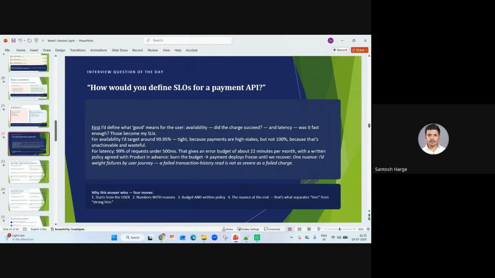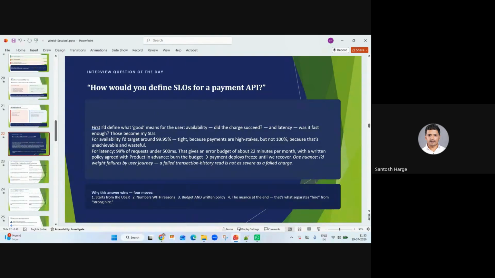For latency, latency is how much time is taken to perform the complete request and response cycle. A good latency is if your request succeeds within 500 milliseconds, which is an acceptable latency. Along with that, you need to explain what error budget you have for your application. If you see a 99.95% SLO, that is about 22 minutes per month. Because it's a critical application, we are allowing only 22 minutes per month.